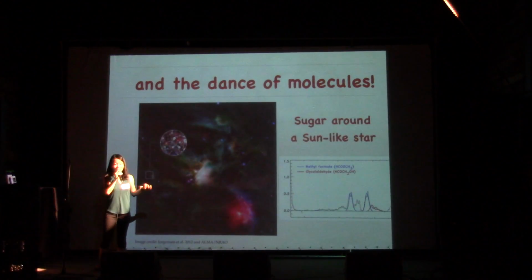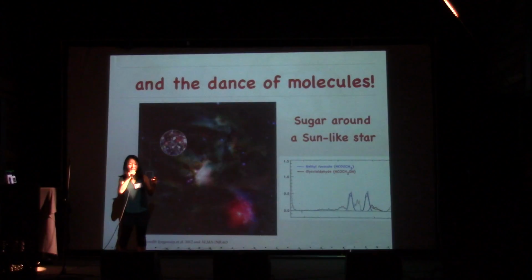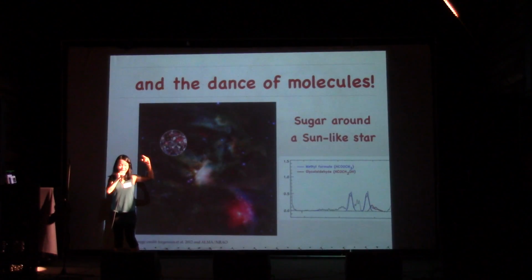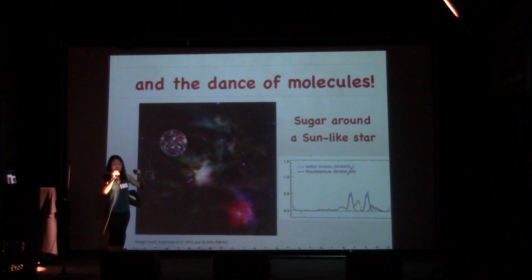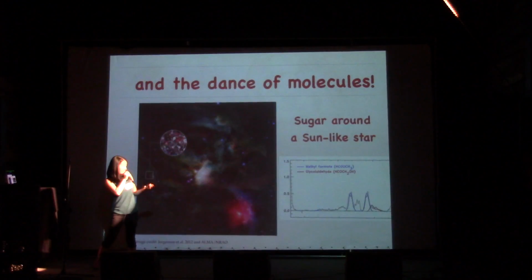And with radio telescopes, we can also see the dance of molecules. By dancing, I mean it literally. So when molecules in space vibrate and rotate from one energy level to the other, they emit their chemical signatures, like their chemical footprint, and you can identify them by taking a spectrum.